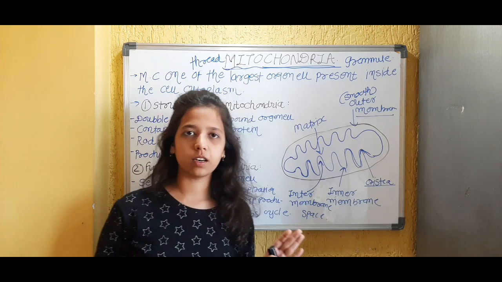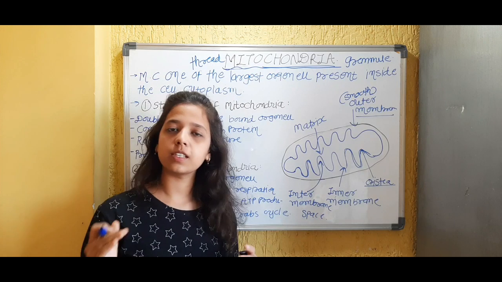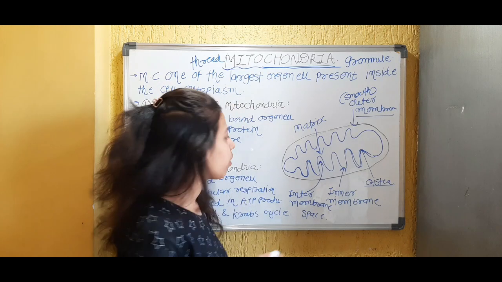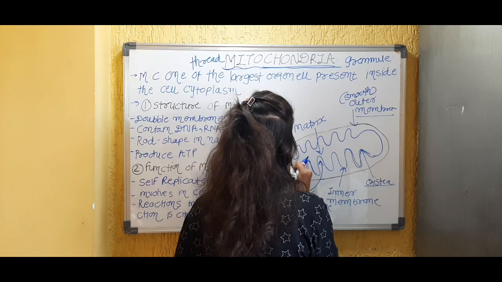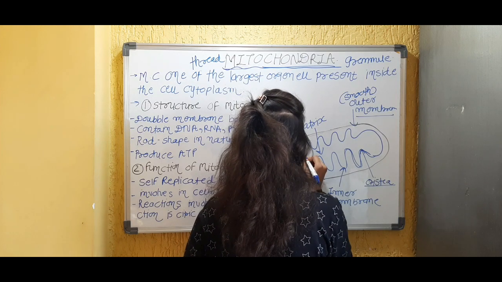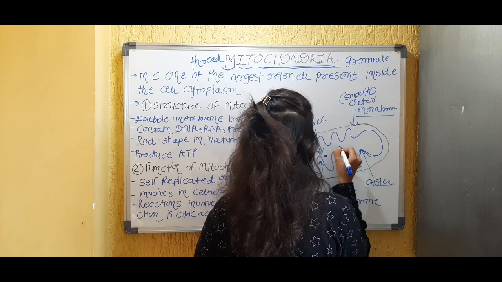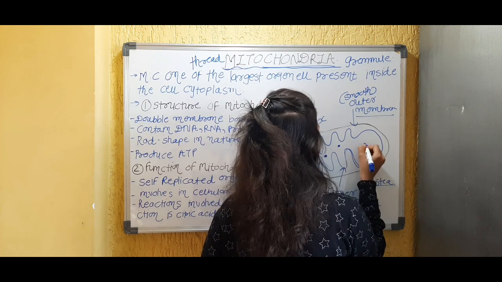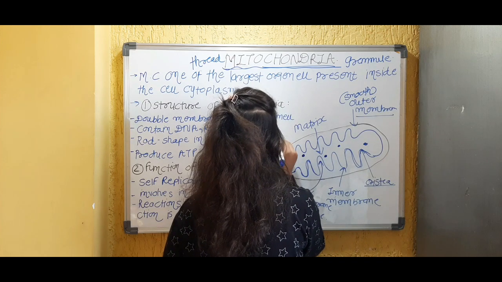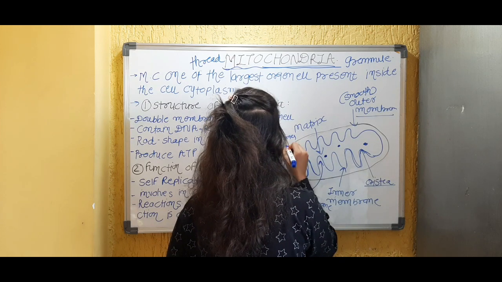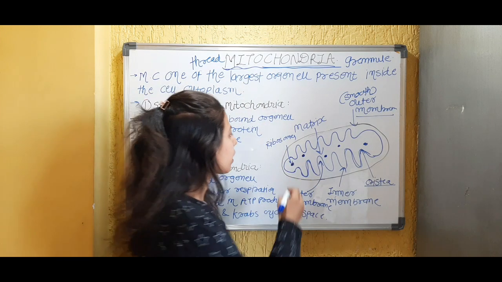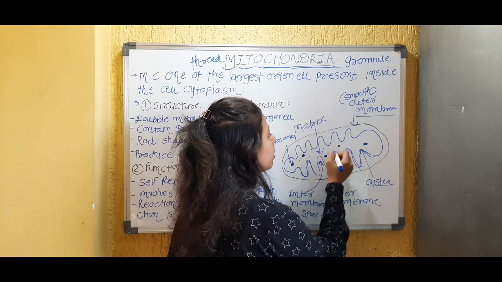We are going to discuss the components inside the matrix. Firstly, ribosomes are found inside the matrix. So this is the ribosomes. Ribosomes produce proteins and other components.